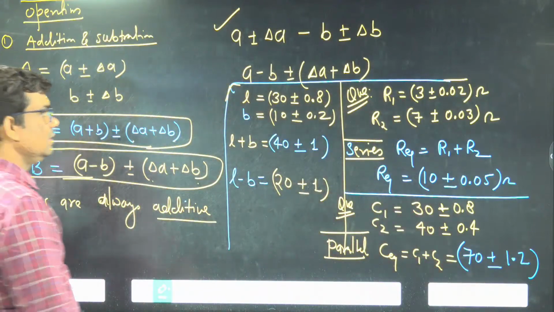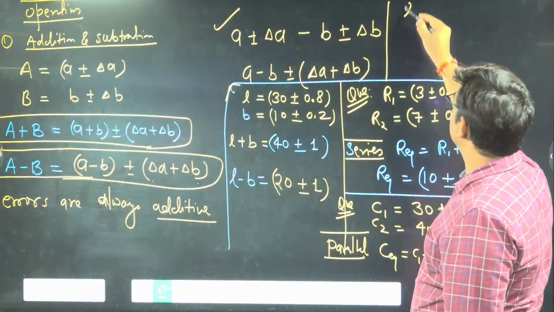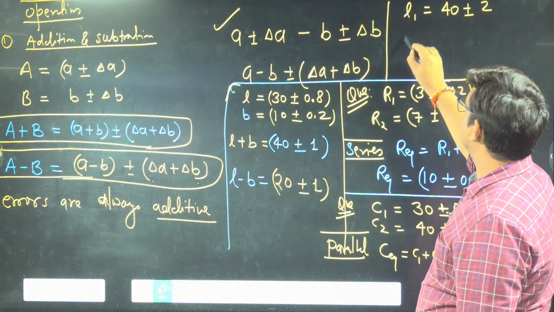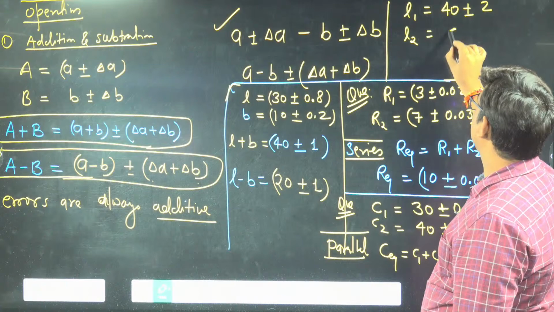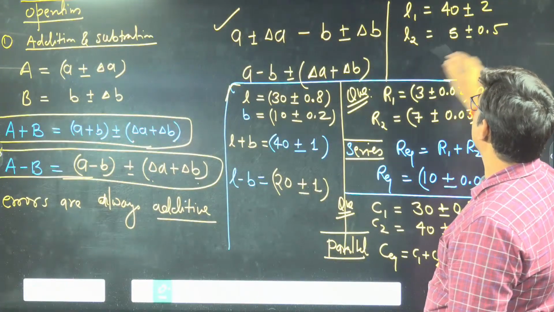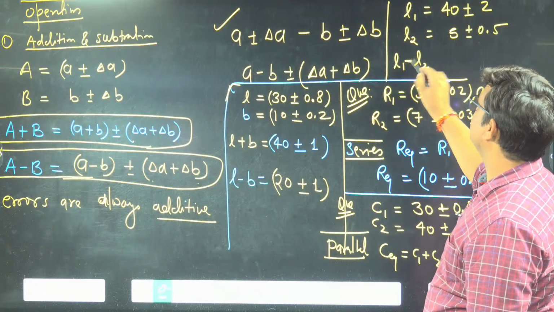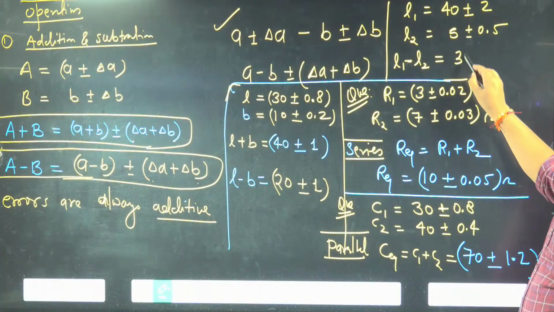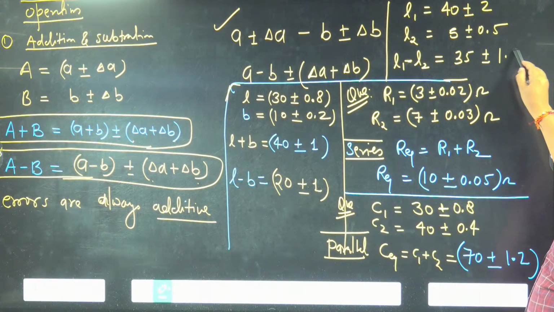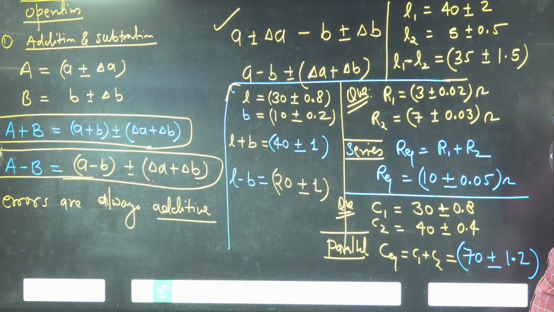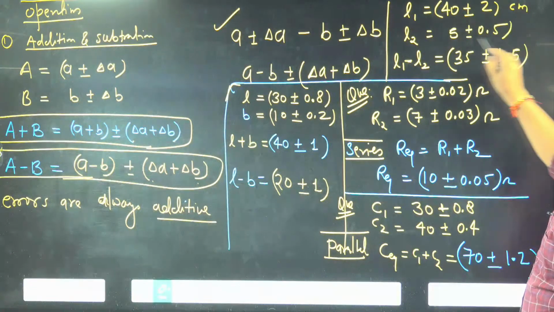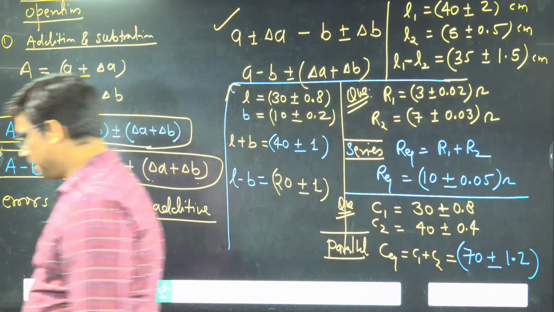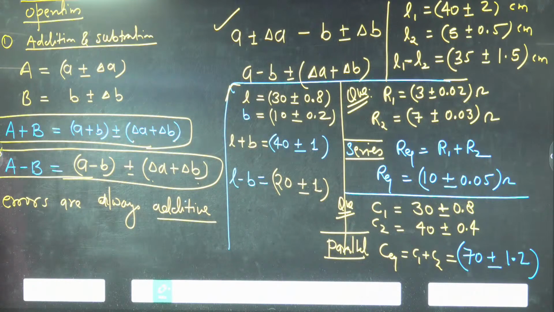Clear? If I say L1 equal to 40 plus minus 2 and they give L2 equal to 5 plus minus 0.5, what is L1 minus L2? Tell fast. You can say this will be 35 plus minus 1.5. Centimeter. So can you do questions on plus and minus?